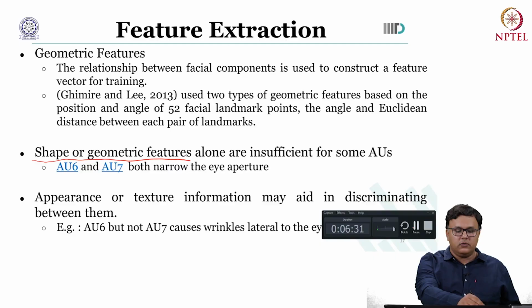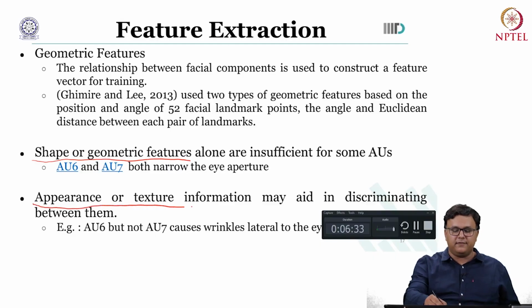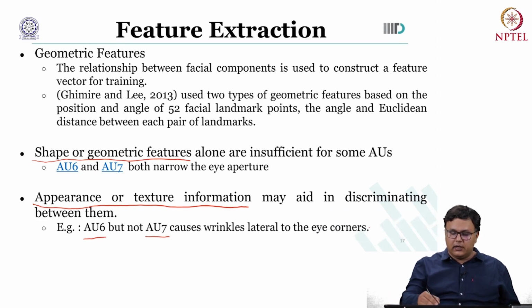Therefore, in a large number of applications, we use a combination of not just geometric features, but also features extracted from appearance or texture. Now, when you add appearance or texture, that is going to help you in discriminating these scenarios. For example, where action unit 6 is present, but action unit 7 is not present, and that is going to give you wrinkles for the eye corners. That is very vital information.